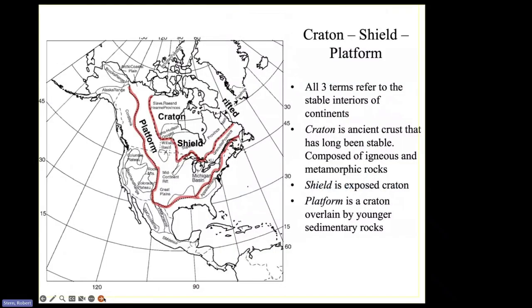I think we're going to move very quickly. The midterm does talk about craton, shield, and platform. All three of these terms refer to the stable interiors of continents. Craton is ancient crust that's been stable for a long time. It's composed of igneous and metamorphic rocks like all continental crust. Shield is exposed craton, like the Canadian shield. Platform, like where Dallas is, down here, is a craton that's covered by younger sedimentary rocks. So craton is the larger group, shield is exposed craton, platform is buried craton.